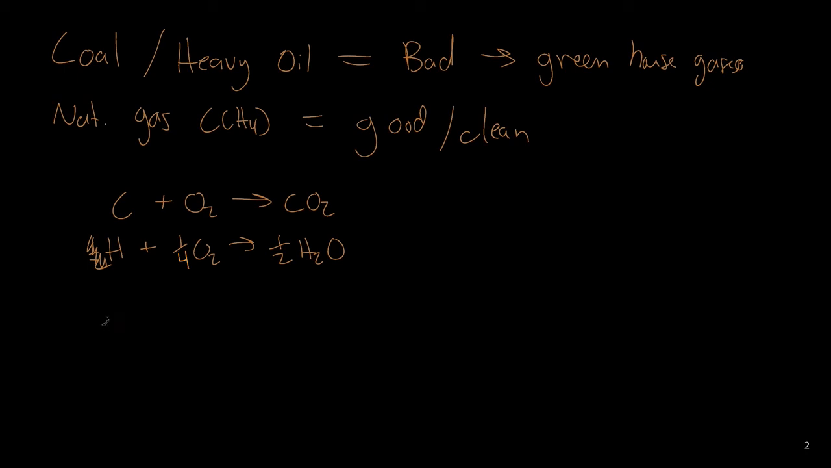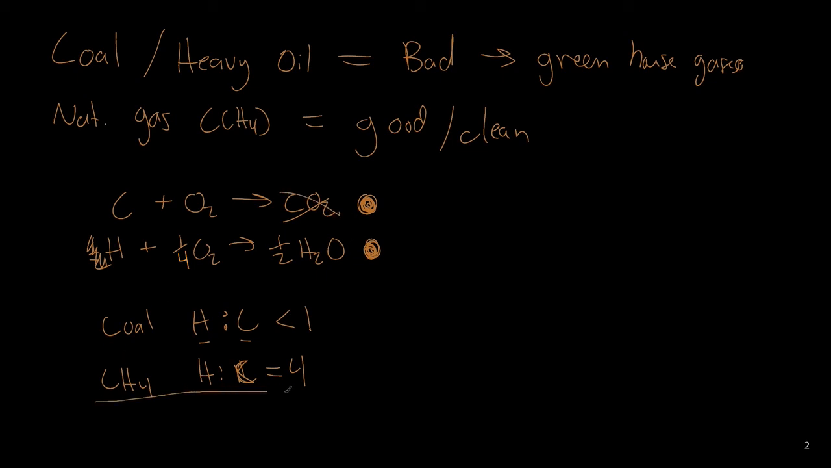Now, this is because coal has an H to C ratio, so the relative amount of hydrogen to carbon, generally less than 1, whereas methane, as we can see here, has an H to C ratio of 4. So when you burn coal, you're creating a relatively large abundance of CO2 for all of the energy that you're generating, whereas for natural gas, you're creating more water out of the process as opposed to CO2. So if you're trying to reduce the greenhouse gas emissions from CO2, it's relatively better to burn methane.